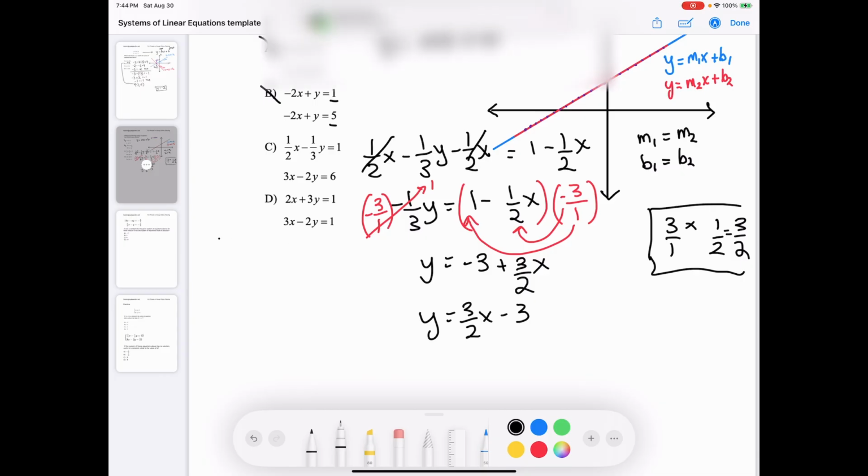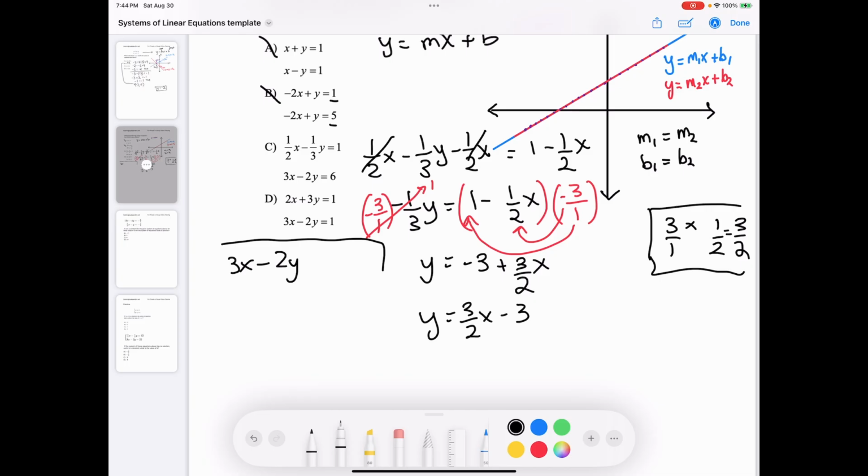So let's see what happens with the second one. Okay, so we have 3x minus 2y equals 6. Okay, so again, I'm going to get rid of the 3x. It's positive, so that means it's adding. So I will subtract 3x on both sides. Okay, the 3x's cancel out, and that leaves me with negative 2y equals 6 minus 3x, right? Now, to get rid of the negative 2, the negative 2 is multiplying the y, so I'm going to divide by negative 2 on both sides.